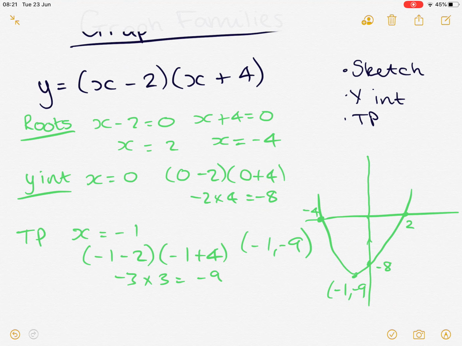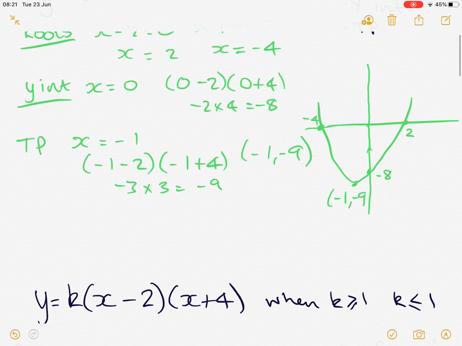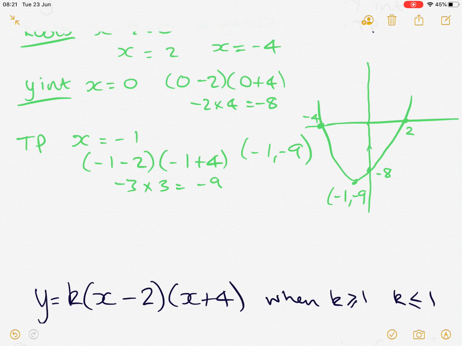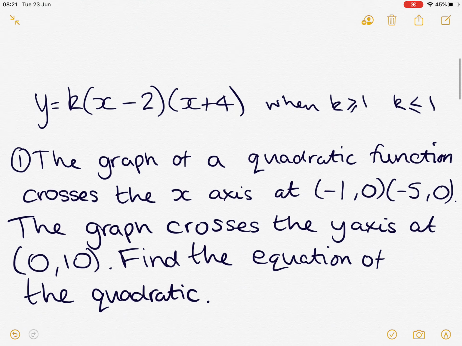What we're going to be moving on to is when we have k in front. And I'm not going to be asking you to sketch them here, I was just doing that as a little reminder. So that k can change what the graph looks like. Okay, it's got to be stretching it on the y-axis. But we're not going to be drawing them like I said. We're just going to be working out what their graph is called.